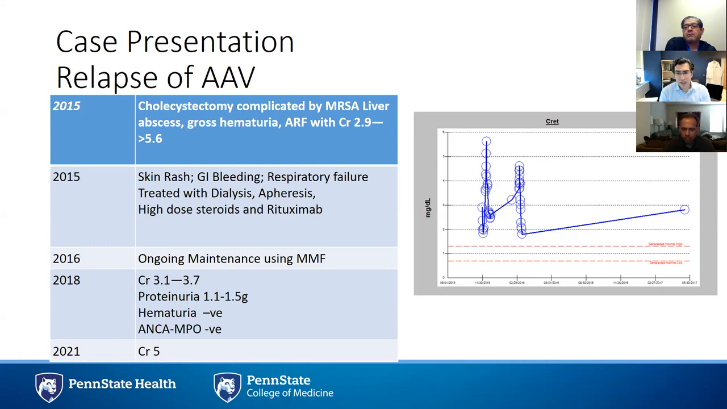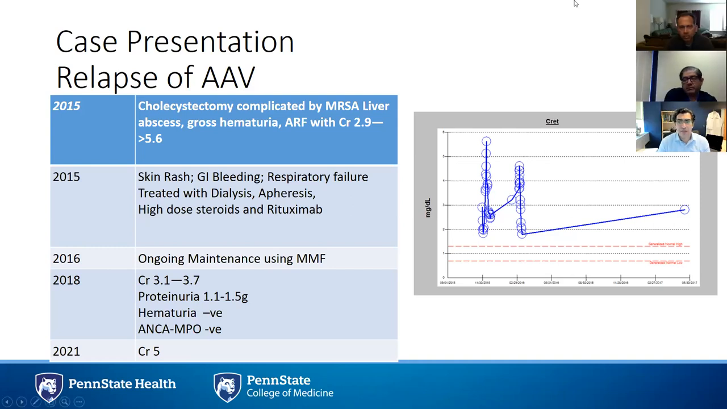He was treated with IV fluids and even transferred for concerns for ANCA, but once we gave him IV fluids, things started to settle down. His creatinine came down, so he was not treated with any immunological therapy. We thought that this may be just AKI in the setting of an MRSA abscess.